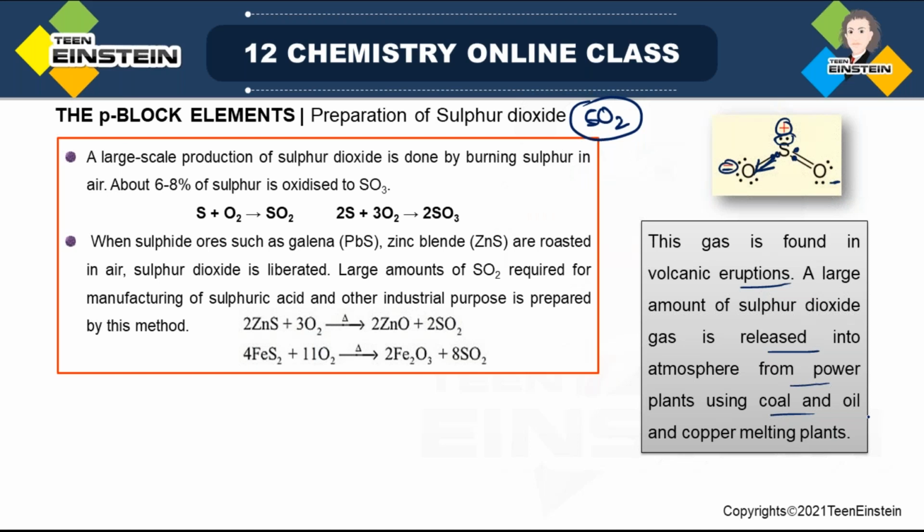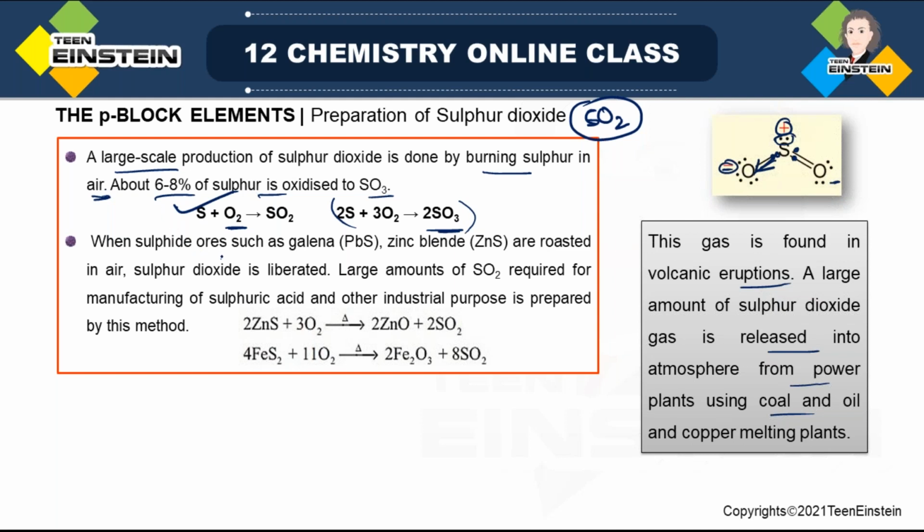How can we make it? Preparation method: if you are making it on a large scale, then you have to burn sulfur in air. That means you are taking oxygen from air, and in this case 6 to 8% of the sulfur is also oxidized to SO3, that is the other oxide. So this is the undesired reaction, but only a very small percentage is converted to SO3. Mostly it is converted to SO2, which is the desired reaction.